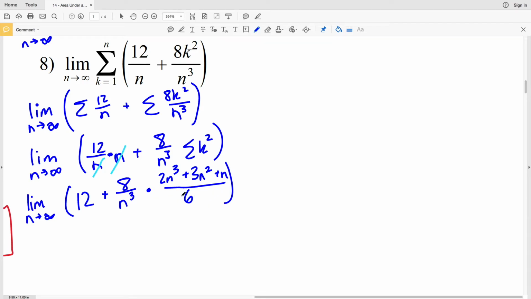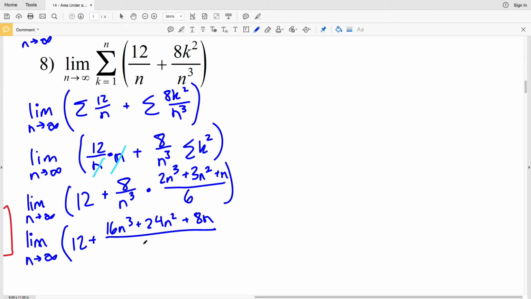Now I'll multiply my numerator and I'll multiply my denominator, so that 8 is going to be distributed to each of my terms. So I'll have the limit as n approaches infinity of 12 plus 8 times 2n cubed is 16n cubed, plus 8 times 3n squared is 24n squared, plus 8 times n is 8n, and that's all over n cubed times 6, which is 6n cubed.